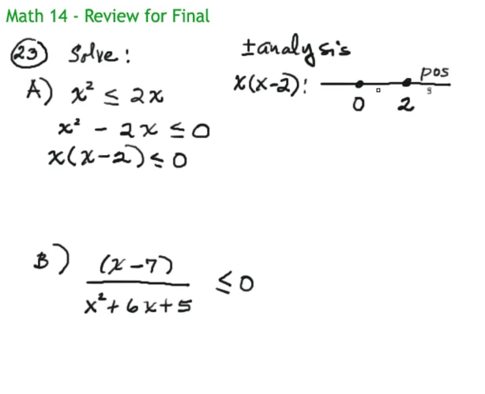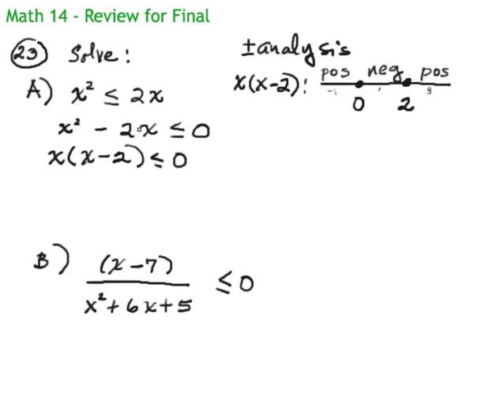Now between 0 and 2 we have the number 1. We can substitute that in. 1 times 1 minus 2, that's positive times a negative, so that would be negative. And to the left of 0, let's say we substitute in minus 1, and this is negative and this is negative. The product of two negatives is positive.